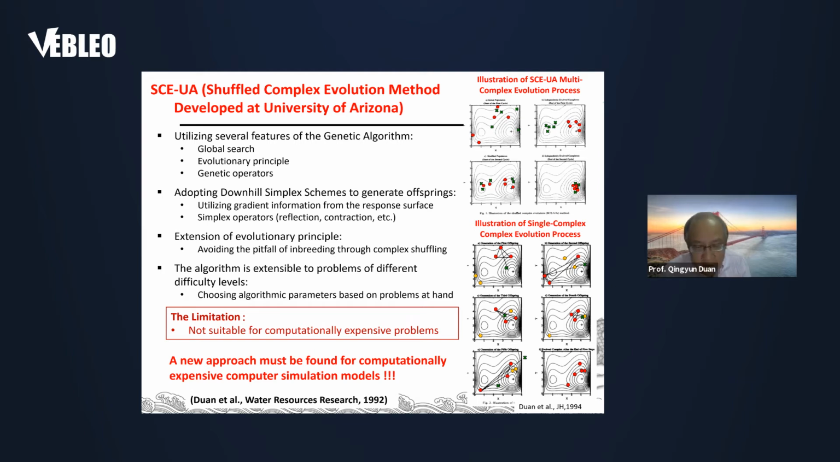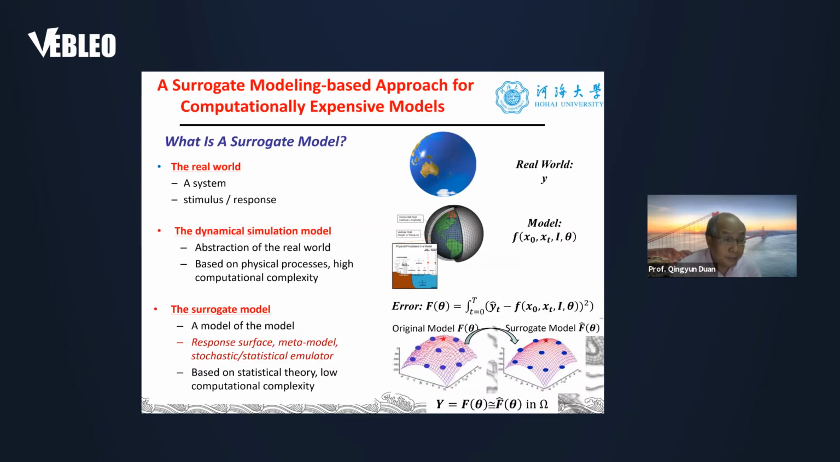By computationally expensive problems, I'm referring to problems where you can take hours or even days to run one model simulation. For this kind of problem, we cannot use SCE. So we need to find a new approach for the computationally expensive computer simulation model. And one such approach is called the surrogate modeling based approach.